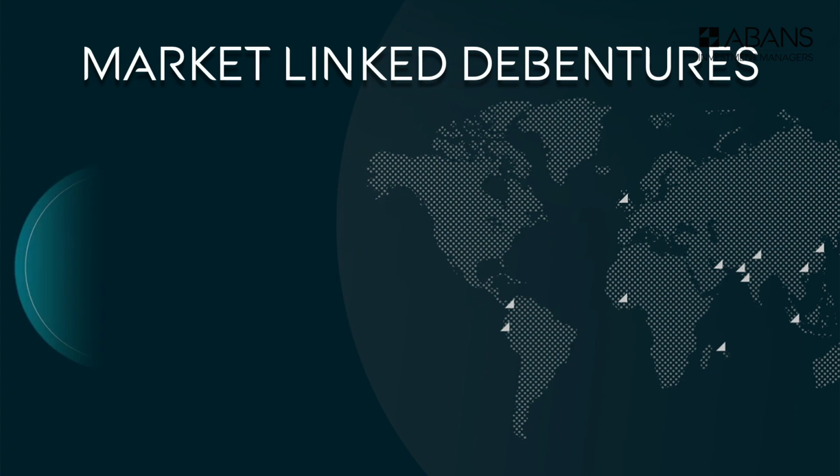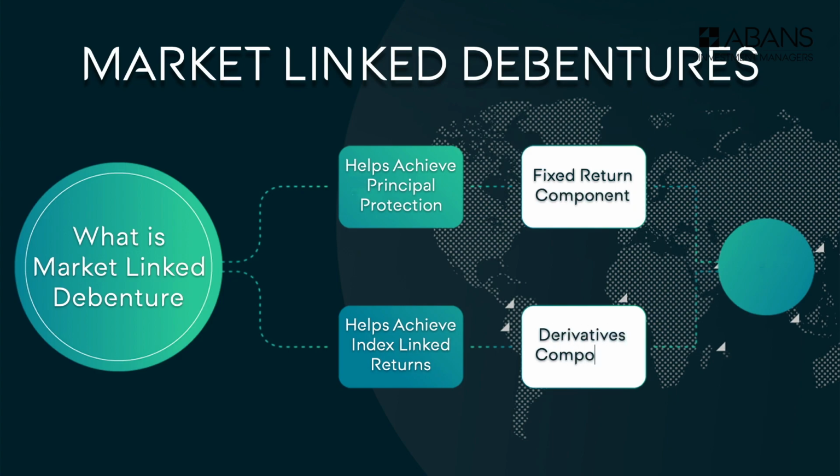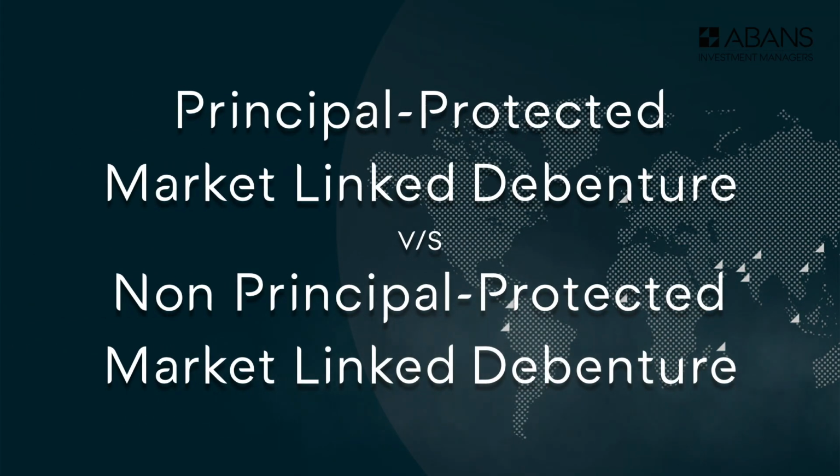The returns that you get on a market linked debenture is dependent on the performance of the underlying index or a stock or a commodity that it is linked with. So if you invest in a Nifty linked debenture in say next 2 year, 3 year, based on the performance of the Nifty, you get your returns. Market linked debentures can be of many characteristics such as principal protected market linked debenture versus non-principal protected market linked debenture. Let me give you an example.